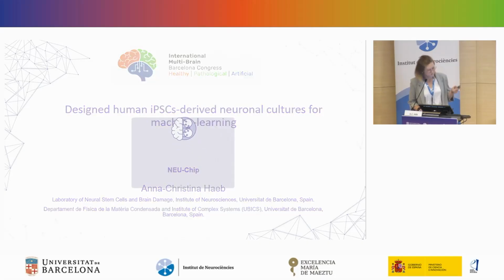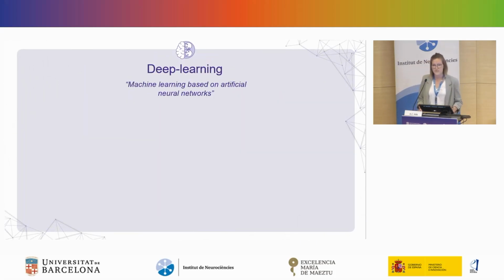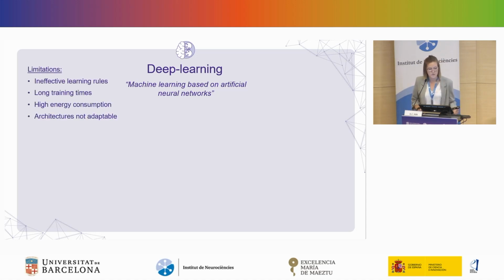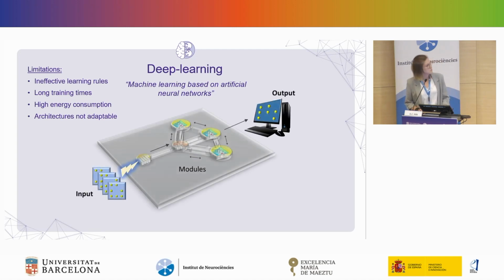So, hello everyone. First of all, I would like to thank the Institute of Neuroscience for giving me the opportunity to introduce you to my PhD project, which is part of the NeuChip Consortium, where we want to design human iPS-derived neural cultures for machine learning. As you may know, machine learning has a subfield called deep learning, which consists of complex algorithms inspired by the human brain structure and function, also called artificial neural networks. These have some limitations, such as ineffective learning rules or long training times and much more. And even the most impressive supercomputer is not as efficient as the human brain. So that's exactly the question: why not try to overcome or help these limitations by implementing a real biological neural network in this system? And this is what we are aiming to do in the NeuChip project.